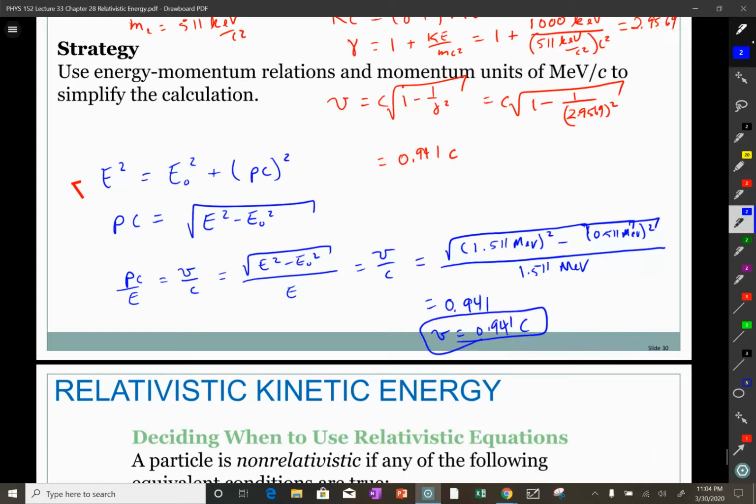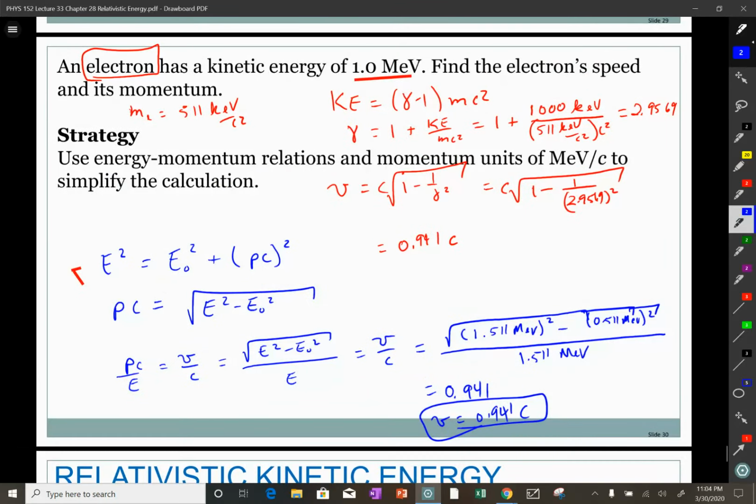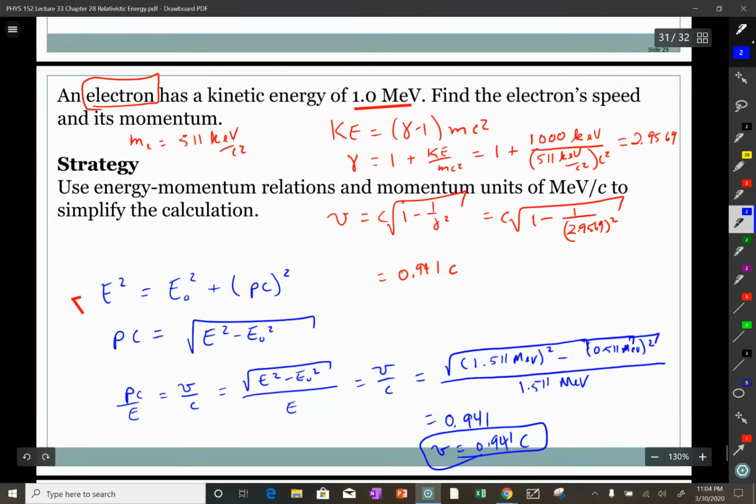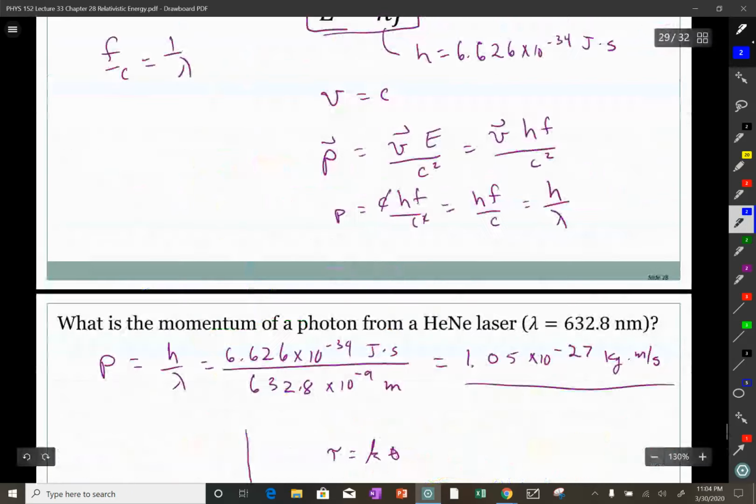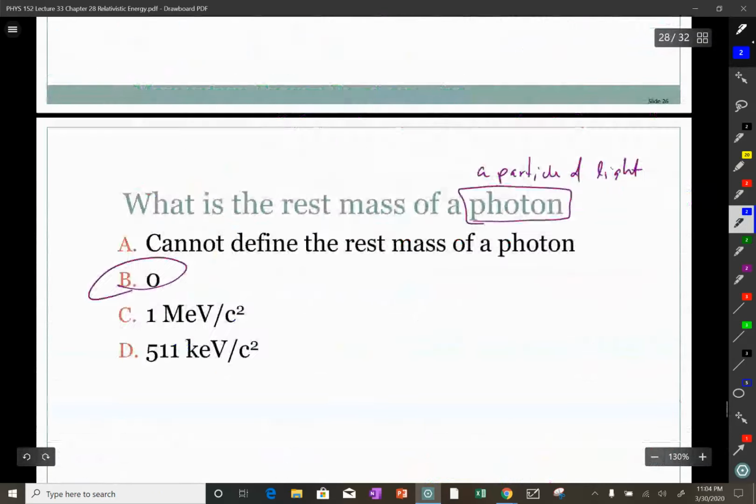So I think you can see the blue work is simpler than the red work, especially because I cut out some of the derivation stuff for the red work to make life easier the second time through. So that's why we like to use these equations to simplify our work.